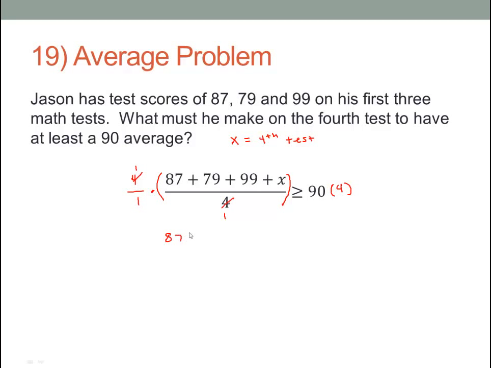So now that gives me 87 plus 79 plus 99 plus X is greater than or equal to 360. So now I'll go through my steps of solving equations. I'm going to combine my like terms, all of my numbers over here on my left-hand side. So 87 plus 79 plus 99, that's a total of 265, plus that 4th test grade is going to be greater than or equal to 360. Now remember, our objective is to find out what X is. So I want to undo this by taking away or subtracting 265 from each side.